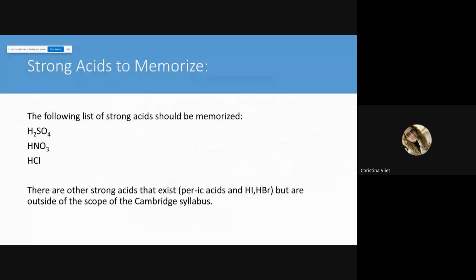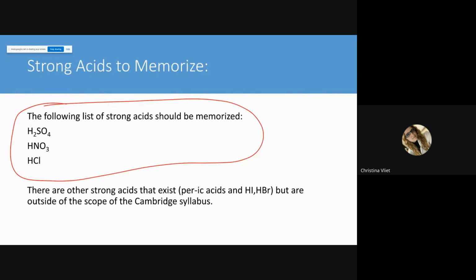So the only 3 that you need to memorize, strong acids that you gotta know by inspection, are sulfuric acid, H2SO4, hydrochloric acid, HCl, and nitric acid, HNO3. This following list should be memorized, meaning you see these in front of you, should be very close to.